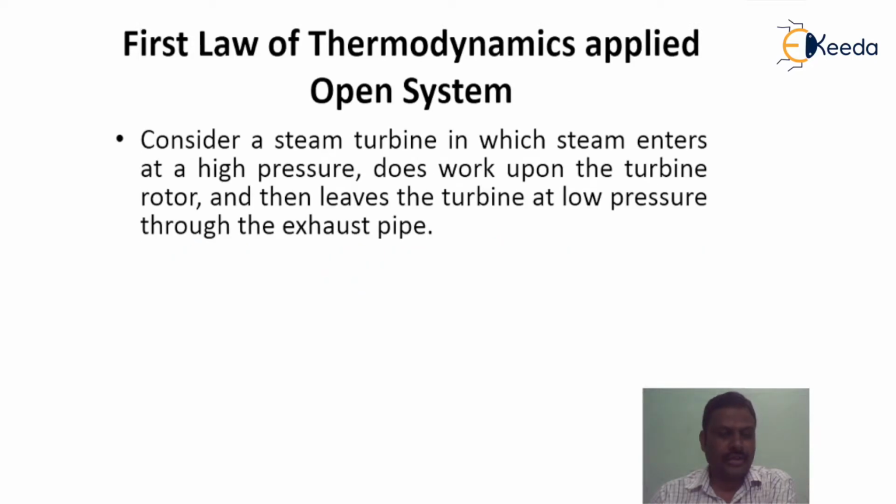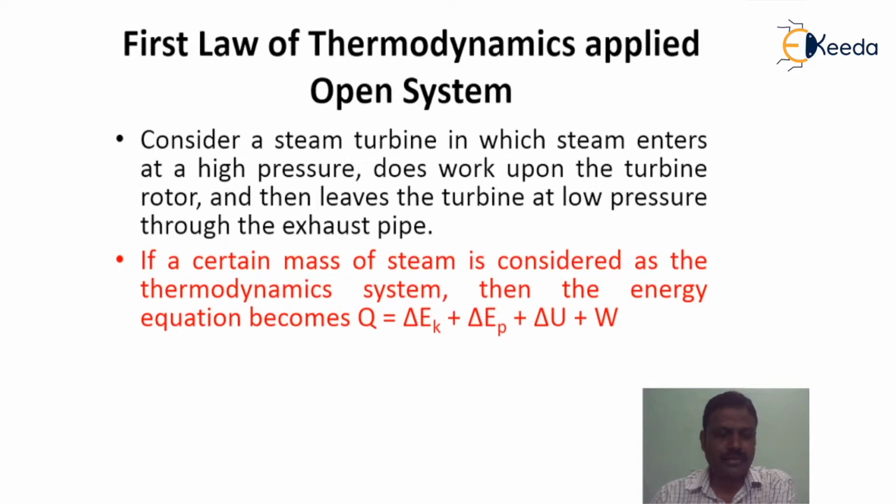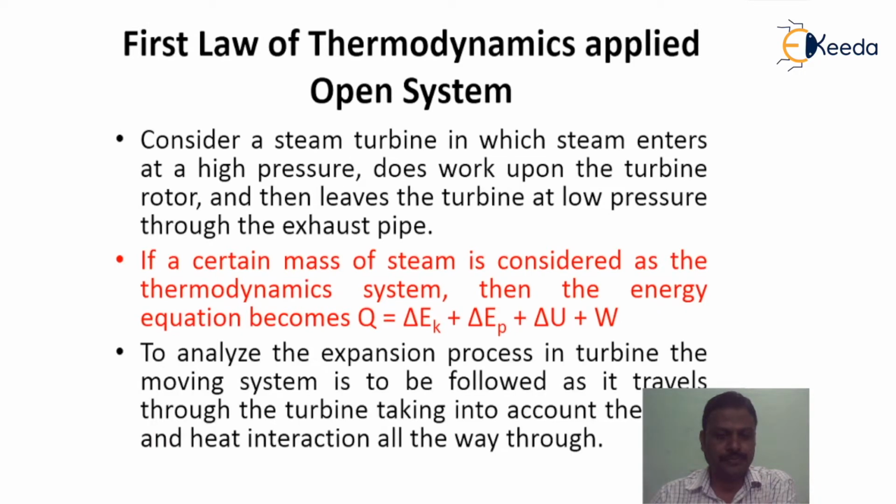Let us consider a steam turbine in which steam enters at high pressure, does work upon the turbine rotor, and then leaves the turbine at low pressure through the exhaust pipe. If a certain mass of steam is considered as the thermodynamic system, then the energy equation becomes Q equal to delta Ek plus delta Ep plus delta U plus W.